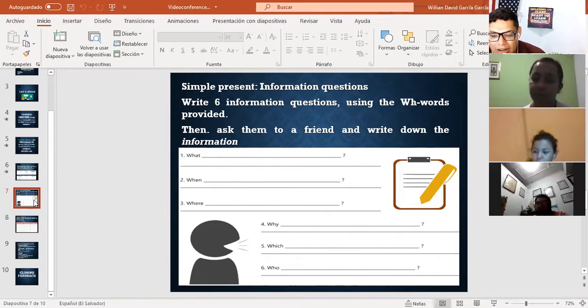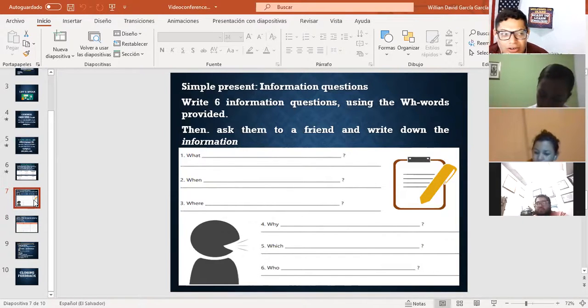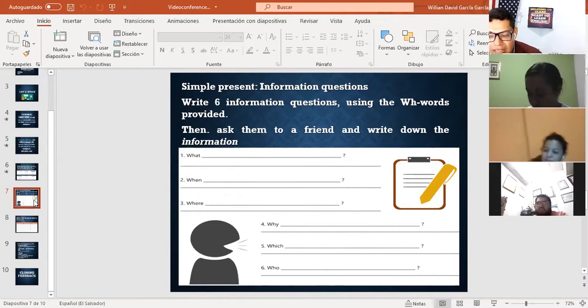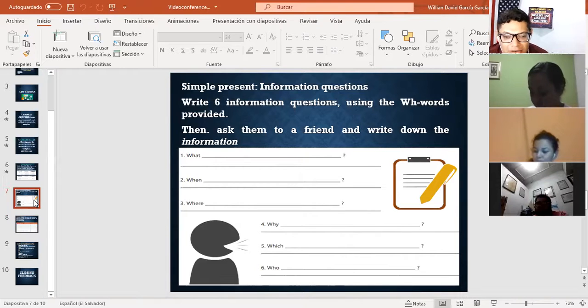Recuerden que usamos which para comparar dos cosas. Which movie do you like? Titanic or You Got Served? Which country do you like? El Salvador or Guatemala? I don't know. Or Canada, United States. Which weather do you like? Cold or hot? For example, I mean, I don't know. You can ask the questions about that.